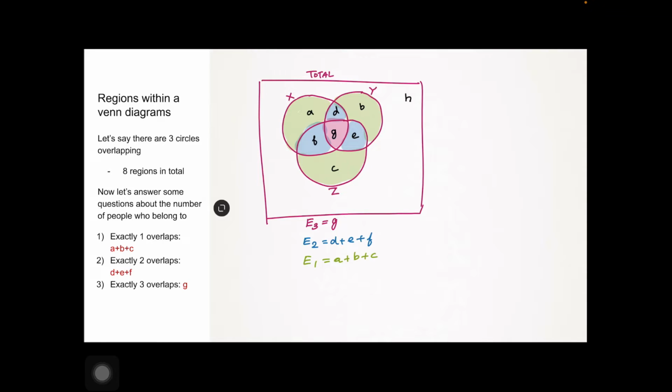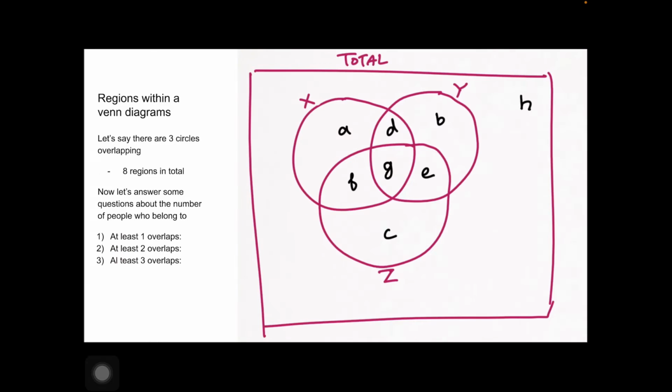This is exactly 1 overlapping, exactly 2 overlapping and exactly 3 overlapping. Now similar to this, there are something called at least 1 overlap, at least 2 overlapping and at least 3 overlapping region. People who are speaking at least 1 language, people who are speaking at least 2 languages, people who are speaking at least 3 languages. Now people who belong to at least 1 circle, people who belong to at least 2 circles, people who belong to at least 3 circles.